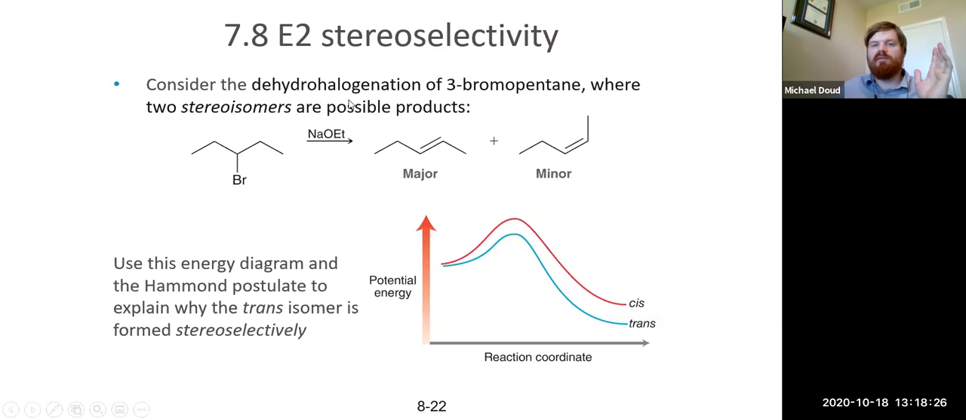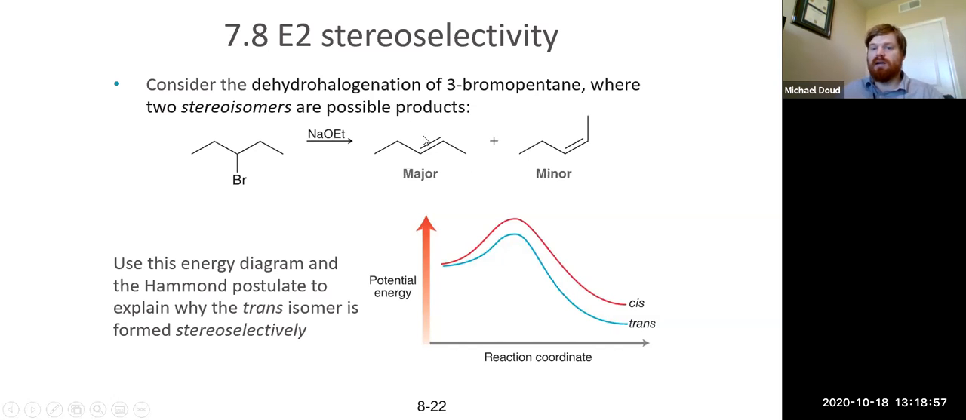Let's talk very briefly about stereoselectivity in E2 reactions. So here we have a dehydrohalogenation reaction, so that's the elimination E2 reaction, and we have 2 possible stereoisomers from that product. In this case, it's 3-bromopentane that we're starting with. And when we dehydrohalogenate it, it undergoes an elimination reaction. We can form either a trans product or a cis product like this.